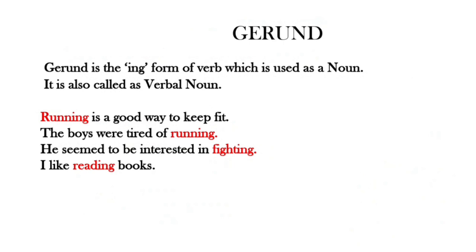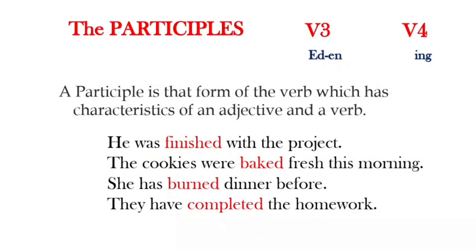Like, smoking is injurious to health. Walking is my hobby. Walking is good for health. Helping is good, like this. Some ing forms of words we are using as nouns are called gerunds. This is the second type of the non-finite verbs.